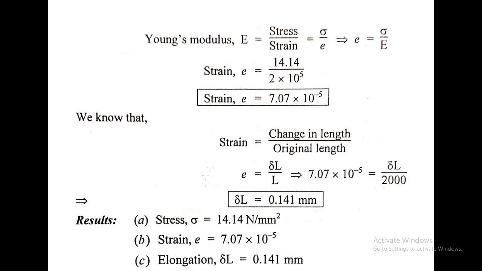We already know there is one more formula for strain, that is change in length to original length. So substitute the value of strain in that, and the only unknown is change in length. So keep that on the left side and the other things on the right side. Do the calculation, and you are going to have 0.141 millimeter.